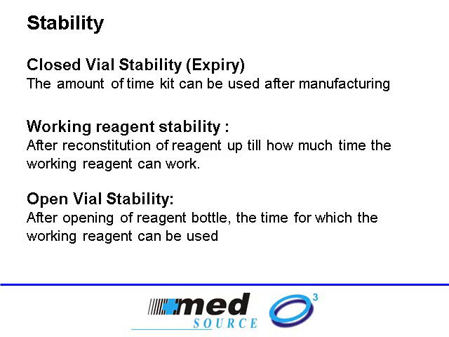B, working reagent stability, or the stability of the reagent after adding water to a lyophilized powder, or after mixing reagent 1 and reagent 2 and using them together. And C, open vial stability, which means after the reagent kit has been opened, in how many days this working reagent or the reagent can be used. Obviously, the more the stability, the better the kit. You would like as a user to have a kit with longer expiry, good working reagent stability, and high open vial stability.